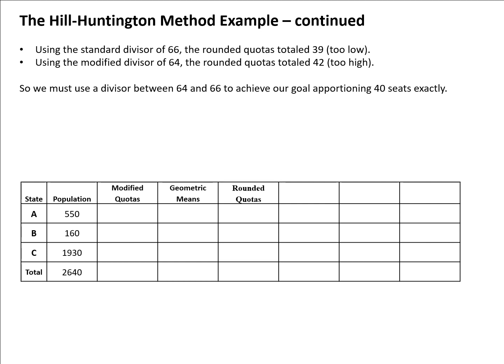So with the standard divisor of 66, we found that the rounded quotas totaled up to 39, which was too low because remember we wanted 40 seats. And with the modified divisor of 64, the rounded quotas were too high. We got 42. So we want to use something between 64 and 66. Now 66 got us closer. 39 was closer to 40 than 42 was. So I'm going to stick with something that's closer to 66. I'm going to try 65.5 as my next modified divisor.